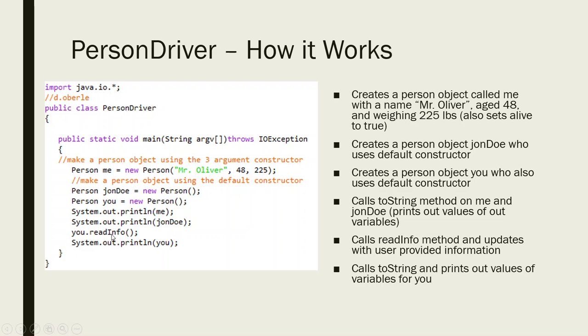The next line of code says u.readInfo. What that is going to do is call that method readInfo. And it's going to allow you to put in your information, your name, your age, your weight. And then when I call that system out print, it is going to print out on the screen your name, your age, your weight, and the status of you being alive.